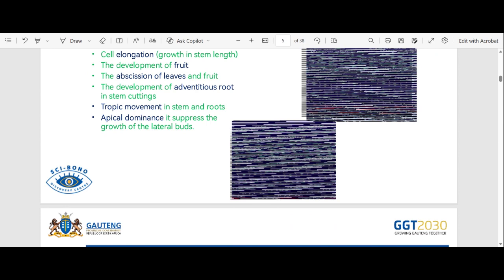It suppresses the growth of the lateral branches or lateral buds, right? So the concentration of auxin inhibits the growth of lateral branches. I'm sure you've seen this when you look at a tree. The closer you get to the tip of the stem, because that's where the auxins are produced, the fewer lateral branches you get there, right? Which shows that auxins inhibit the growth of lateral branches, or you can say lateral buds.